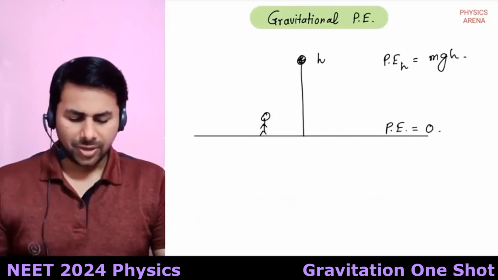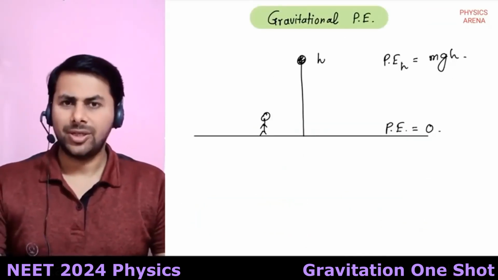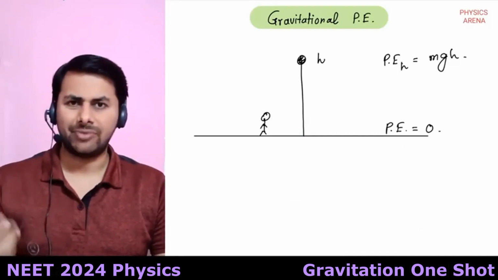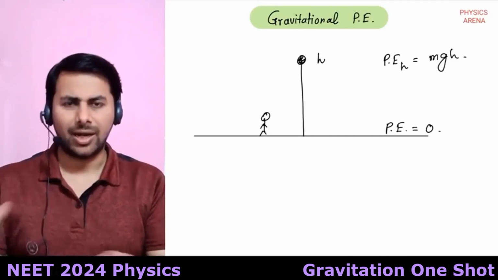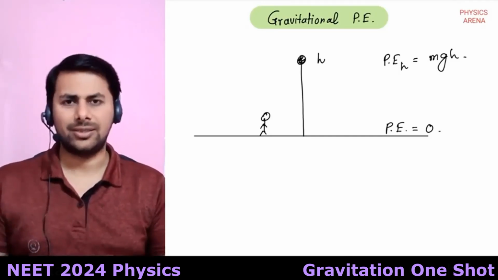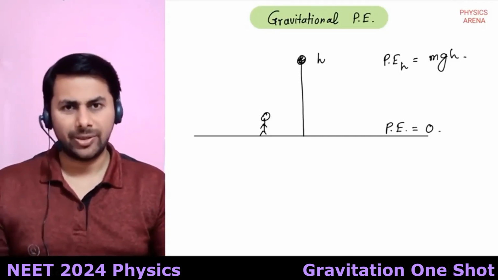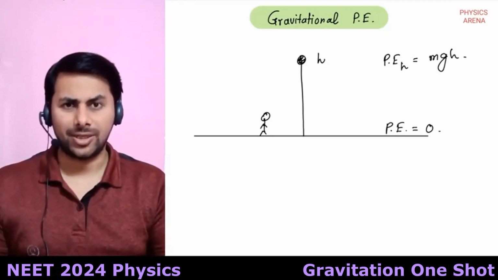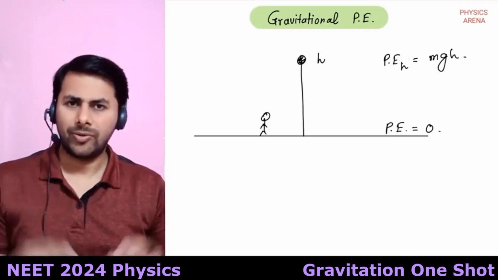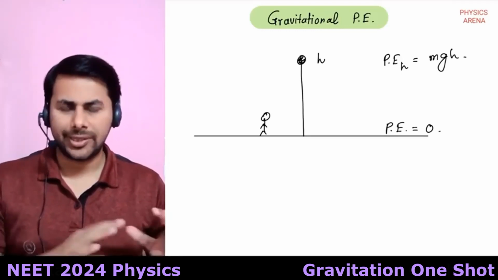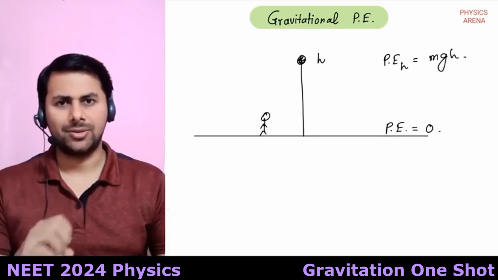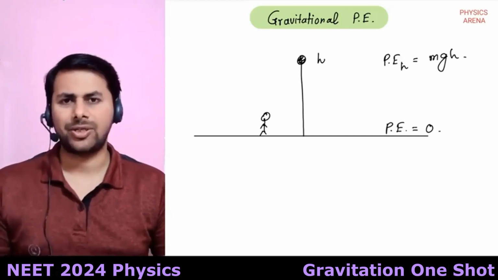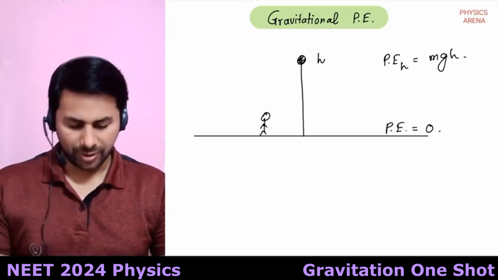So then let's talk about the gravitational potential energy. So now we know that if there is any conservative force acting on a body and some work is done against the conservative force, what happens? That work gets stored as a potential energy because we want to give some energy to the body in order to do that work. So that work gets stored as a potential energy of the system.